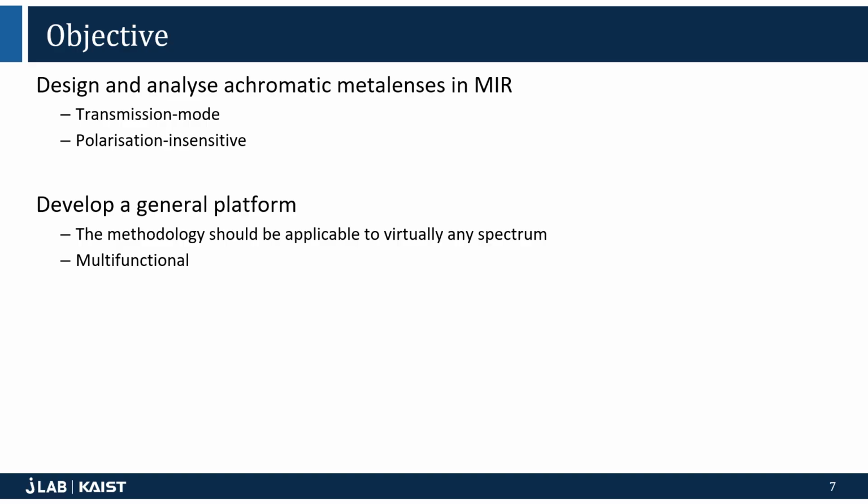In this work, we focused on the mid-infrared range, since at the time of writing it was rather unexplored with respect to lens design. We wanted to make a lens working in transmission mode and being polarization insensitive without it causing parasitic focal spots. To do this, we wanted to create a general framework that could be used in all spectra, and we want to show that our framework is multifunctional.